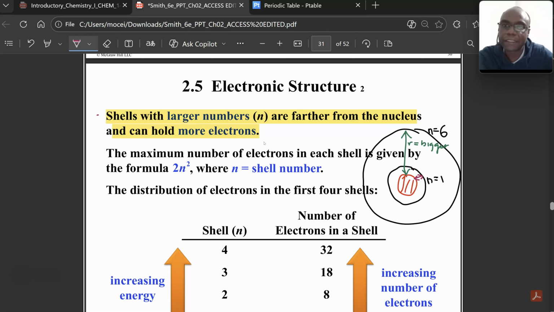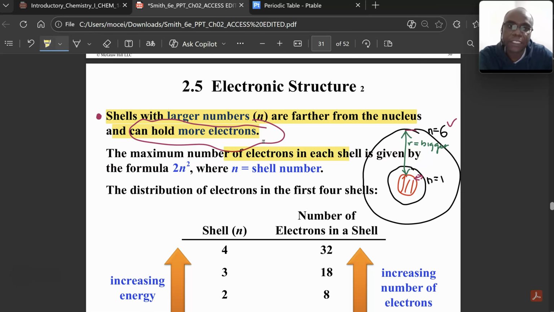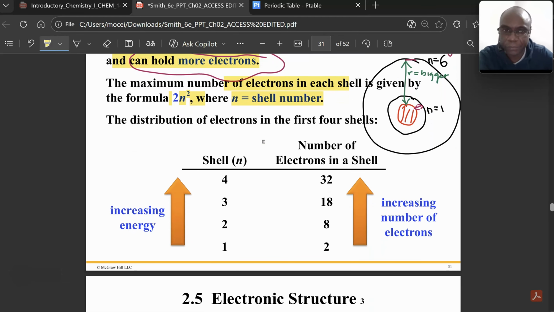So what we are saying is that shells with larger n numbers, like n equals 6, are farther from the nucleus, and because those shells are bigger, they can hold more electrons. The maximum number of electrons in each shell is given by the formula 2n squared, where n is the shell number. Let's do that example.